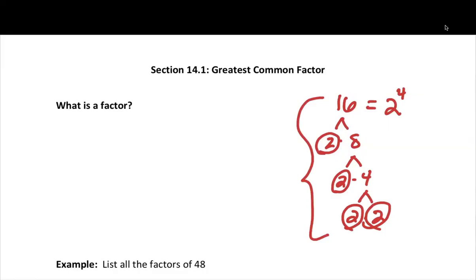So what is a factor? If we have 2 times 8 equals 16, these numbers are factors. So it's numbers that get multiplied together to create a product.